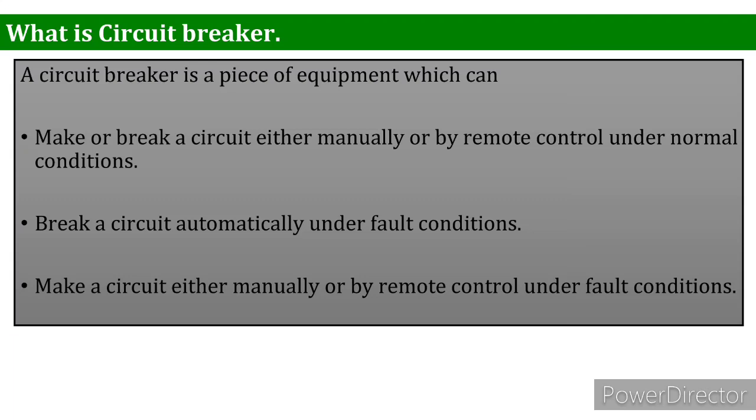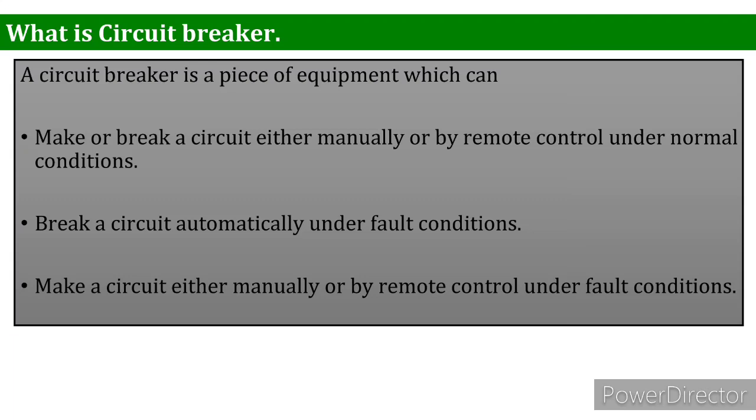The third one is to make a circuit, either manually or by remote control, under fault conditions. Not only must it break a circuit, but the circuit breaker also has to make it again, because you cannot stop the whole setup for several minutes or even for hours. Now, there are several conditions of making a circuit again. There are automatic setups present, and there are manual setups present.